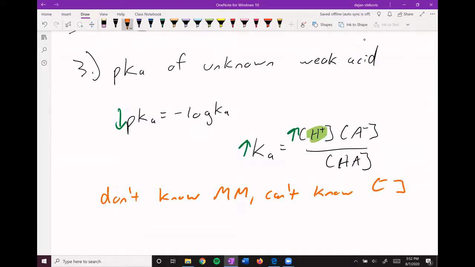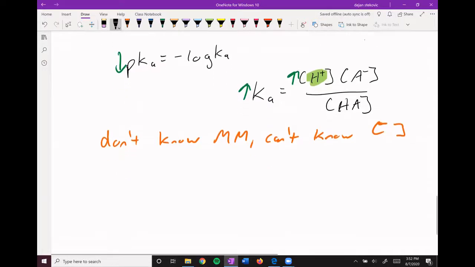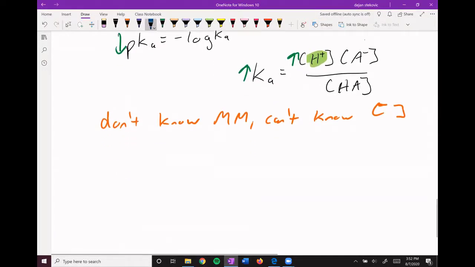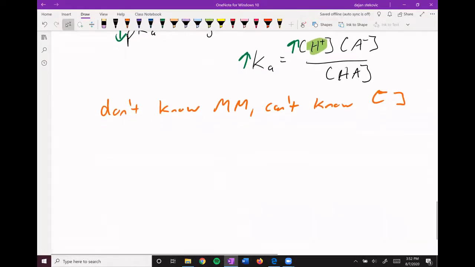And if we can't know the concentration, we can't find our Ka, right? Because we don't know the concentration of these components. And so how the heck are we going to solve this? So we're going to use what's known as the Henderson-Hasselbalch equation.